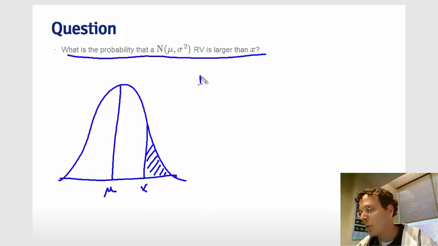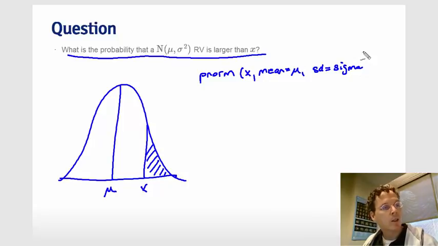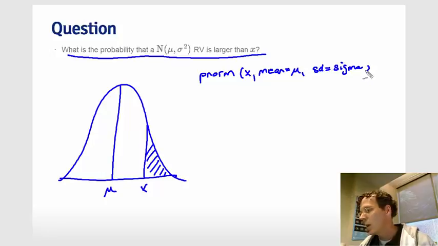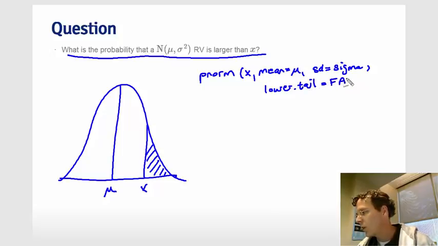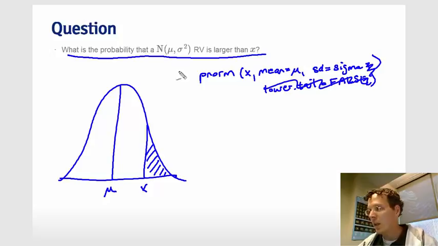So in R, we could just do pnorm, x, mean equals mu, standard deviation equals sigma. Of course, remember that you plug in the sigma value, not the sigma squared value, otherwise you'll get it very wrong. And then we want lower.tail equals false to tell R that we want the upper tail rather than the lower tail. Or you could omit that and do 1 minus that. Okay, that's the easy way.